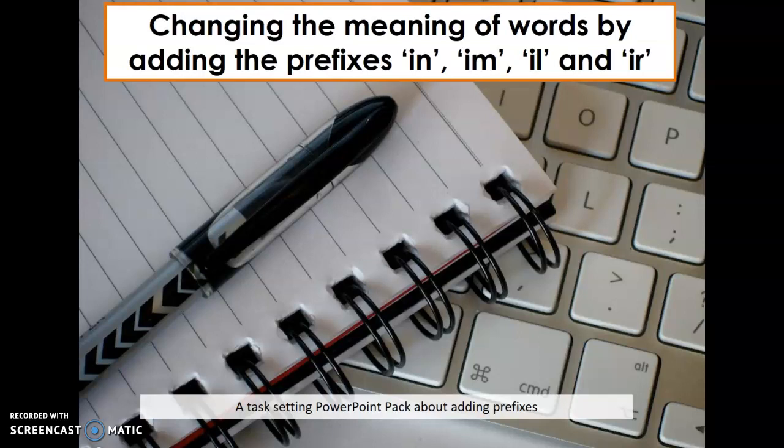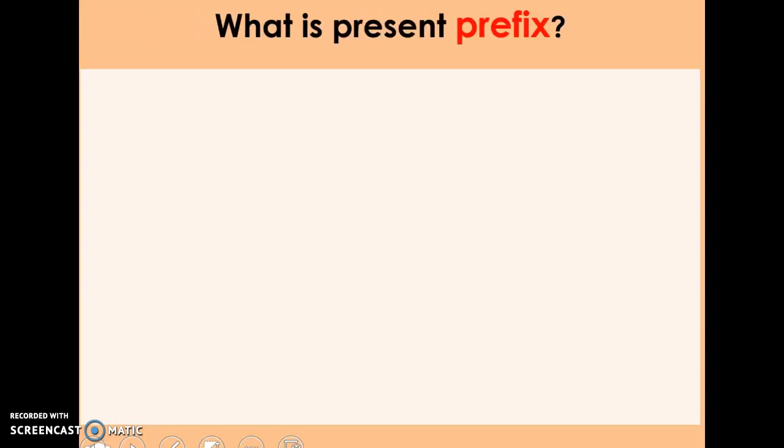Today we are going to learn how to change the meaning of words by adding the prefixes in, im, il and ir. Let's move further. Let's understand what is a prefix.